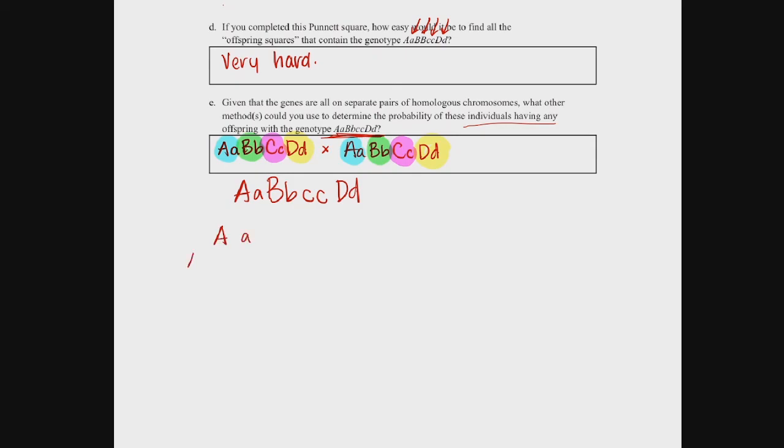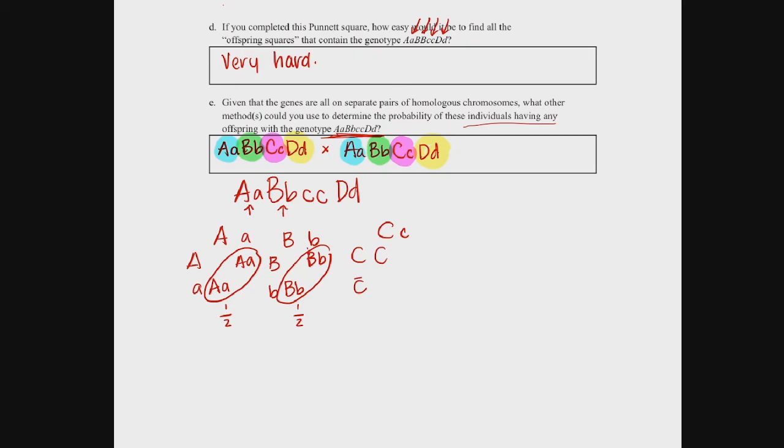So when we cross heterozygous A, half the time, they look like the one that we want. We cross the B's. Half the time in this Punnett square, they look like the one that we're looking for. For C, only a quarter of the time they look like what we're searching for. And finally for D, similar to A and B, it looks like what we want half the time.